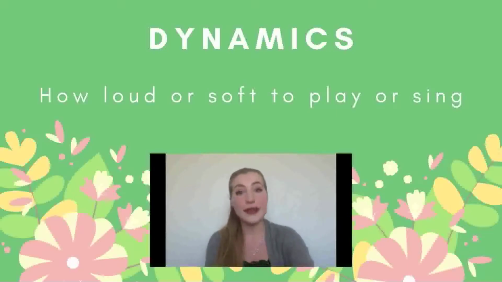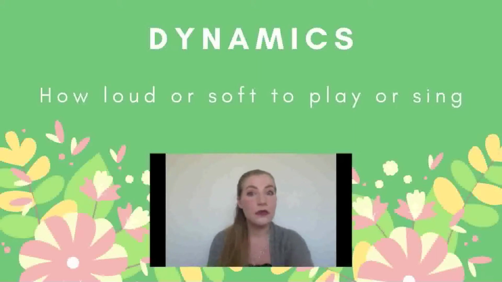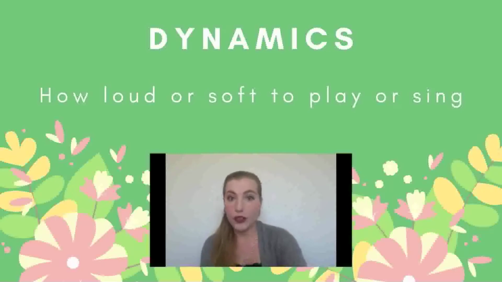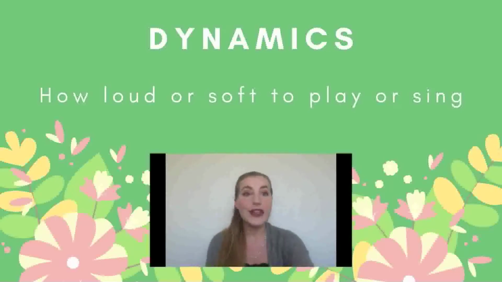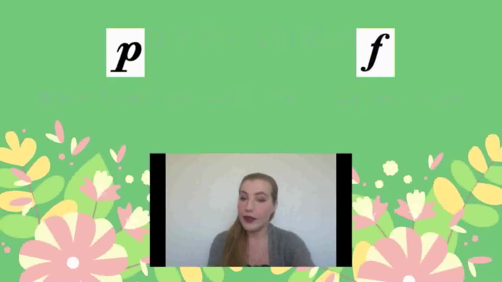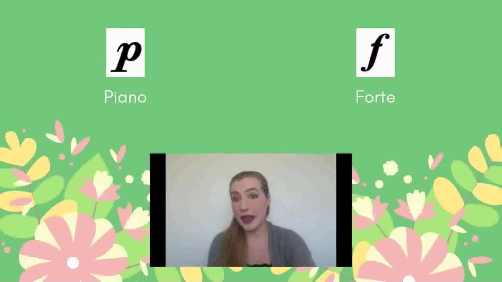So these are going to be letters that are in your music that tell you how loud or soft the composer wants you to play that music. So let's start with the really basic ones. You might see a P or you might see a F. And really all of your dynamics are just kind of versions of these two. The P stands for piano, and the F stands for forte. These are kind of fancy Italian music words, but really all they mean is soft or loud.